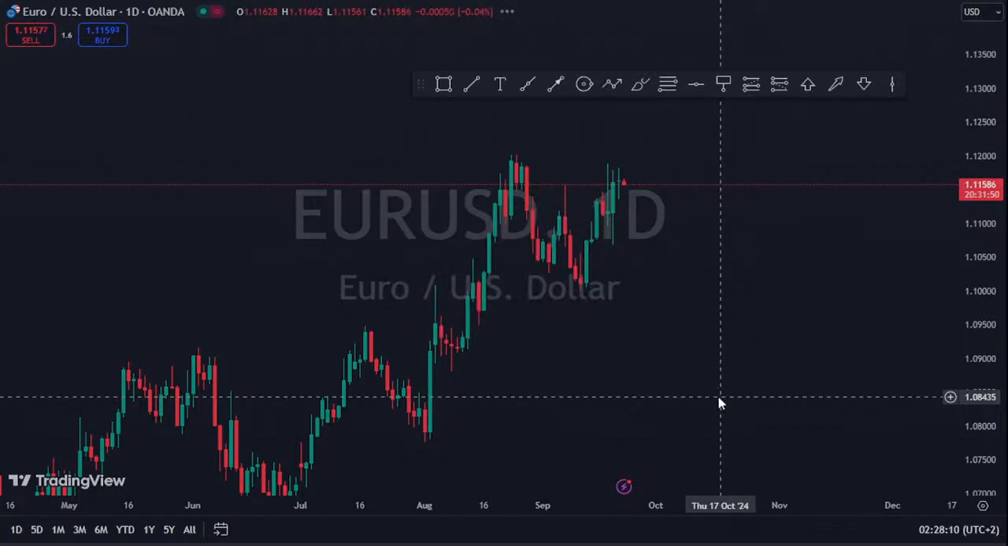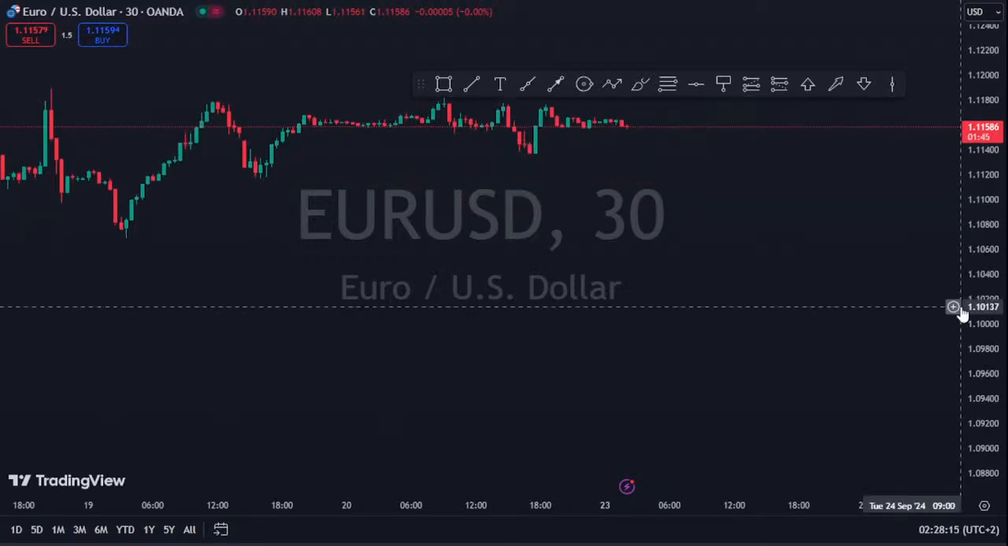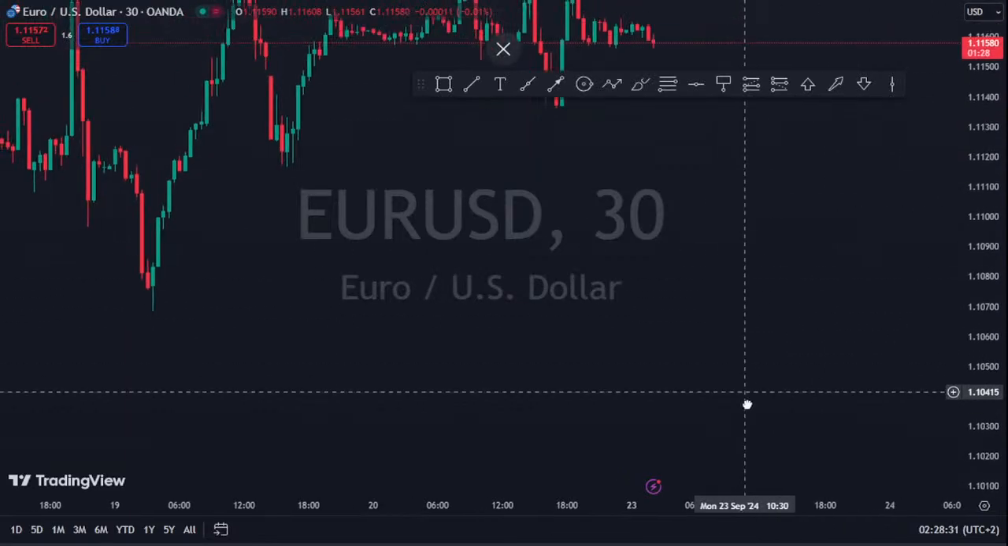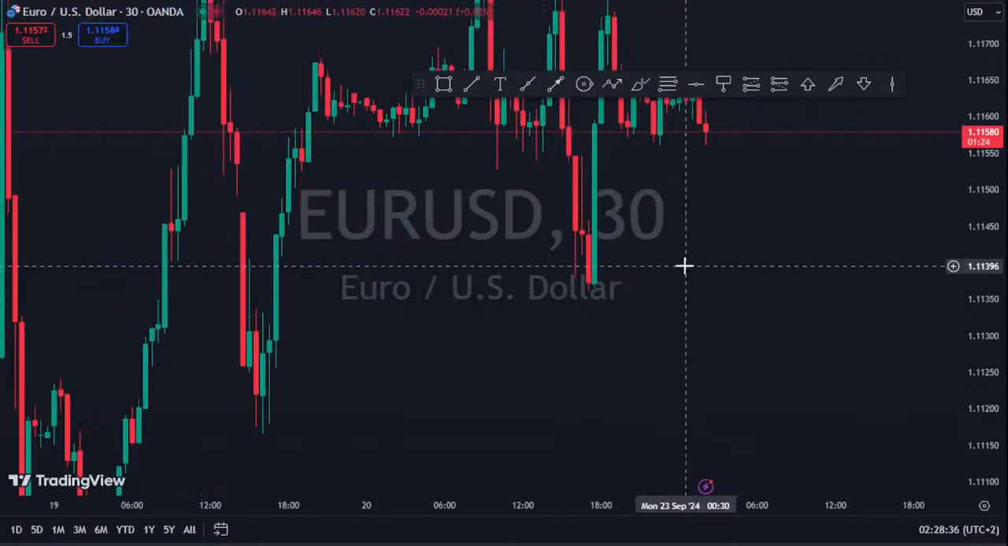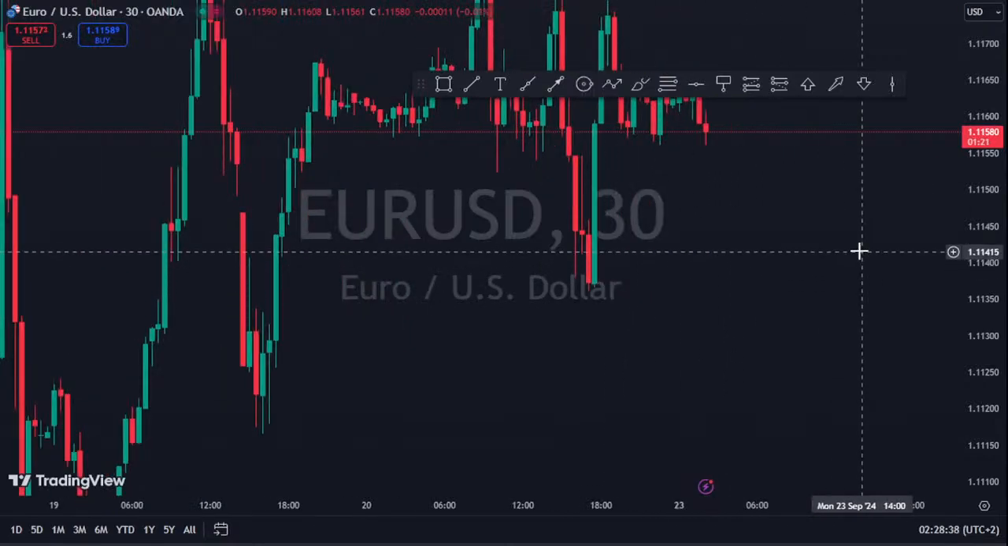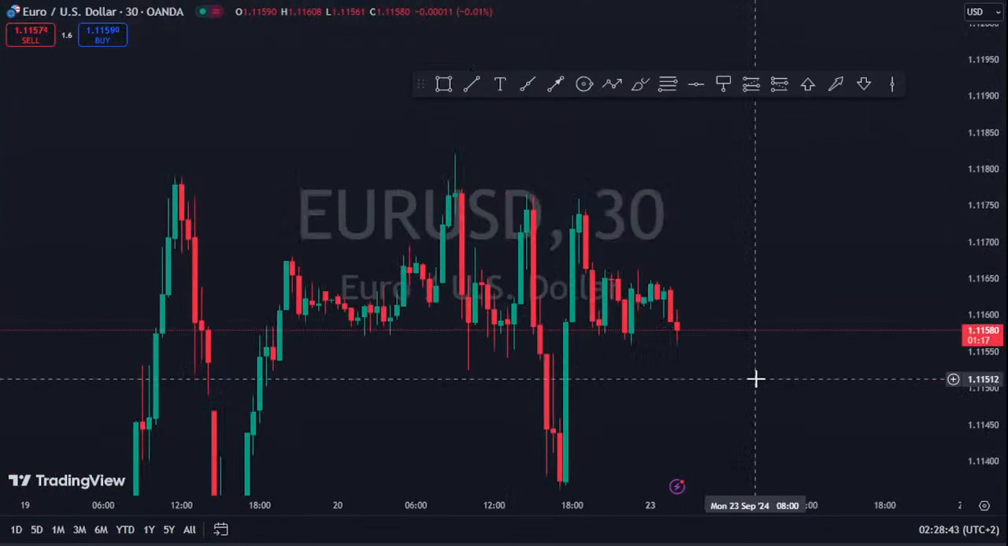So now we're gonna take it to 30 minutes and just take a look at where one can actually get their entries from as a continuation right now, right? Sorry about that, yes. Okay, so currently Euro USD 30 minutes time frame.